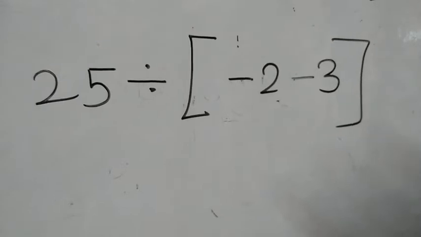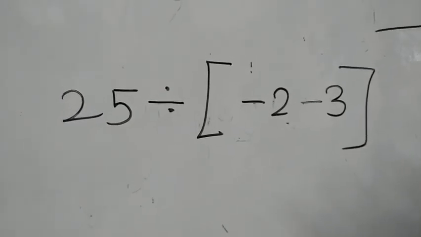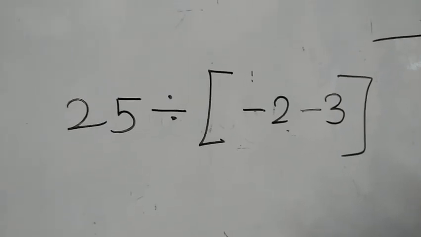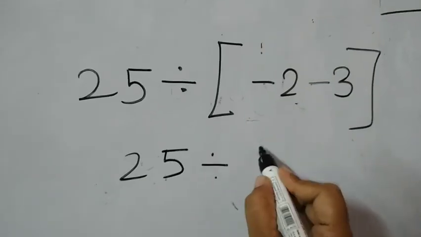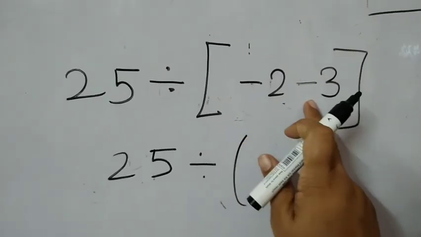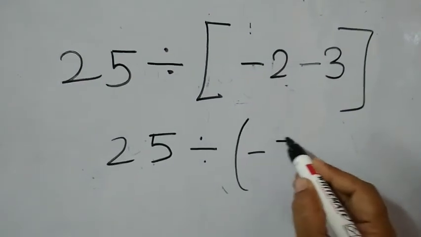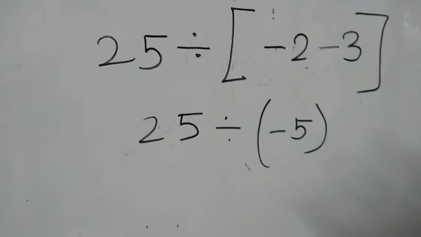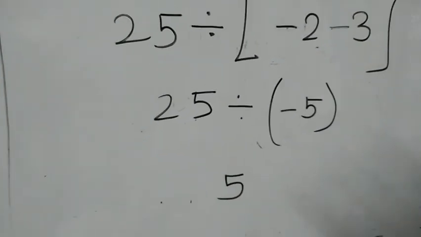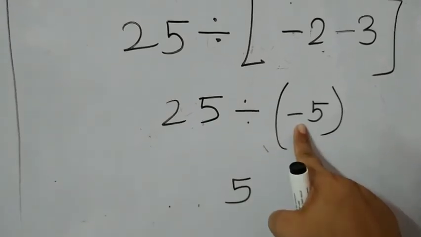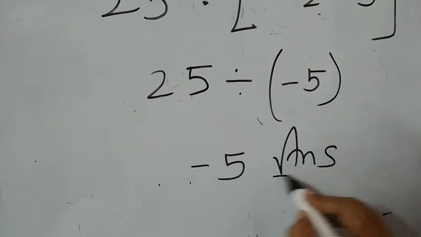The second example says 25 divided by, in a bracket, minus 2 and minus 3. First of all we have to solve the bracket. This will be 25 divided by minus 2 minus 3, and we have to take the sign of the greater number, so it is minus 5. So 25 divided by 5, the answer will be 5, but it should be negative because one number is negative. The answer will be minus 5.